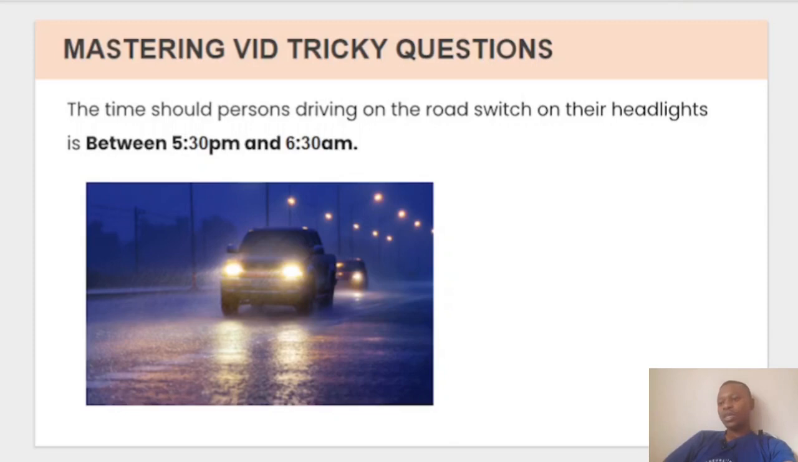The time that a person driving on the road should switch on their headlamps is between 5:30 p.m. to 6:30 a.m. So note this word, right? In fact, write it down. The times that persons driving on the road should have their headlamps switched on is between 5:30 p.m. to 6:30 a.m.